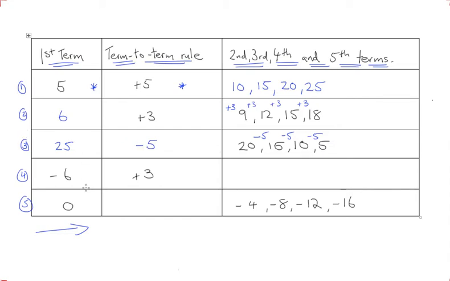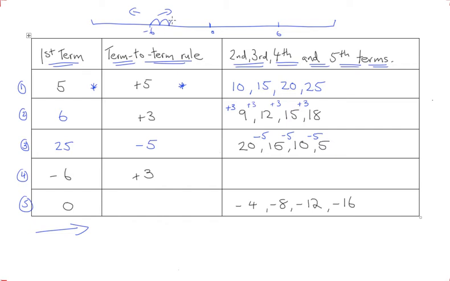Okay, number 4. We know the first term, we know the term-to-term rule, so now we just need to write out the second, third, fourth, and fifth. Now, this is a minus 6, so we have to be careful, okay? Remember our number line. If we had 0 in the middle here and minus 6 over here, and say plus 6 over here, I have minus 6 and I'm adding 3. Am I going to the right or am I going to the left? I'm adding 3, so I'm going to the right.